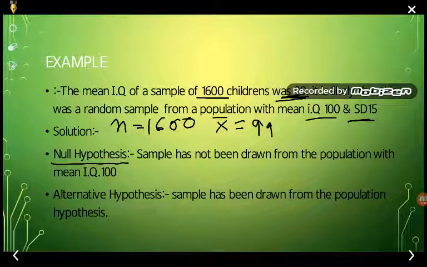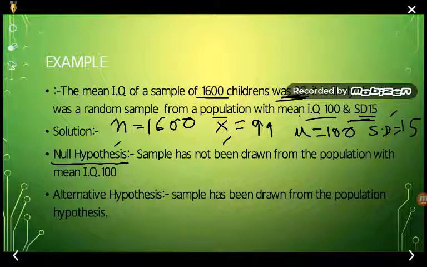And it is said that it is likely that this was a random sample from a population. Another mean is given. What is the other mean? Mu, that is equal to 100. And what is the standard deviation? Standard deviation is 15. So here we are given n, x bar, mu and SD. We just have to input them into the formula and find the Z test.